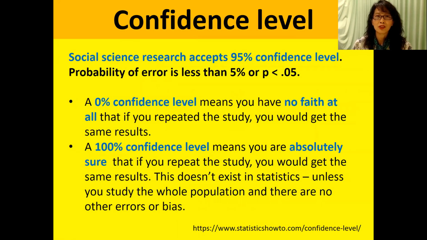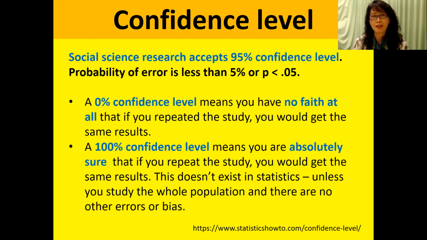Another concept you need to know is the confidence level. Social science research usually accepts 95% confidence level, which means the probability of error is 5% or less, written as P less than 0.05. What does confidence level mean?